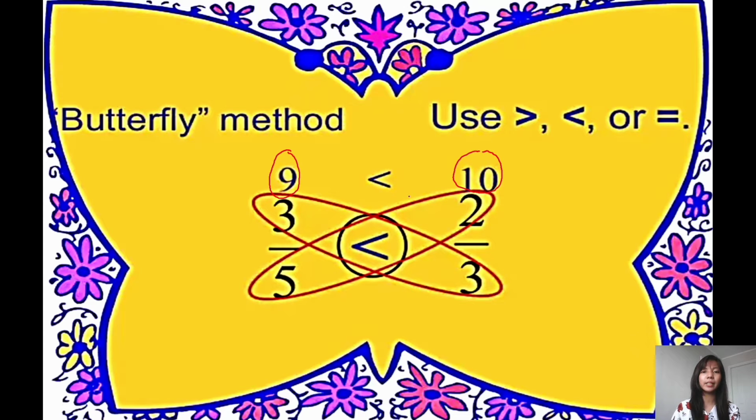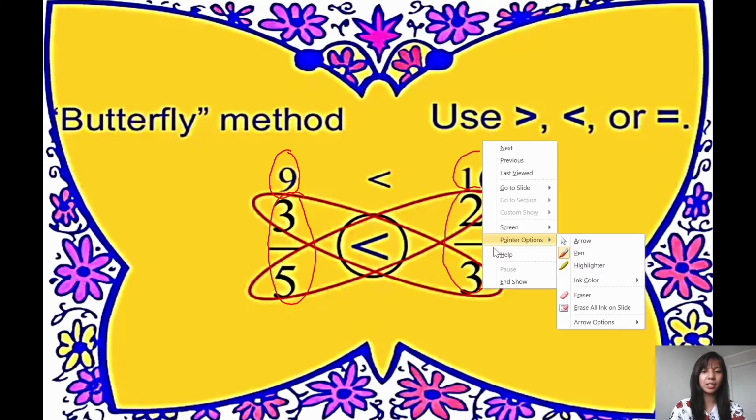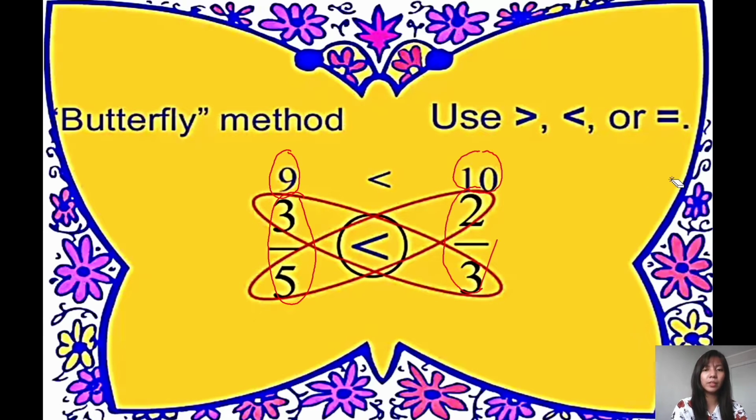So now we can compare. 9 is smaller than 10. Understand? So we can say that 3/5 is smaller than 2/3. Okay? So this is how you're going to compare fractions.